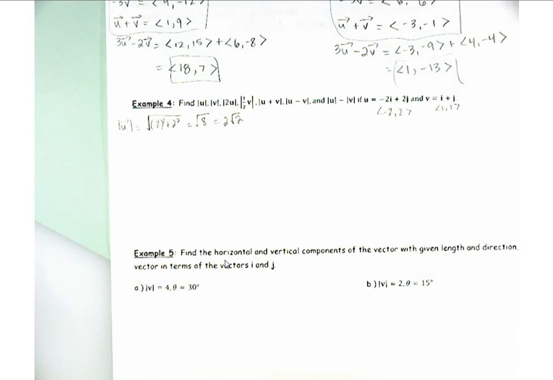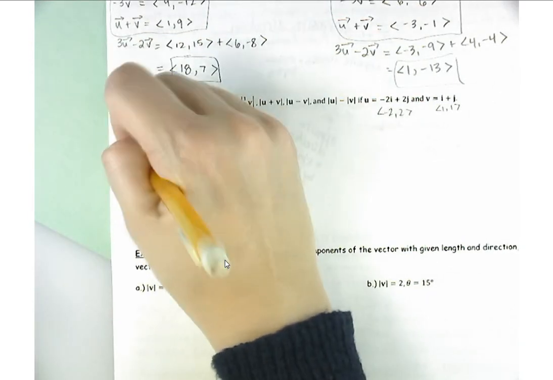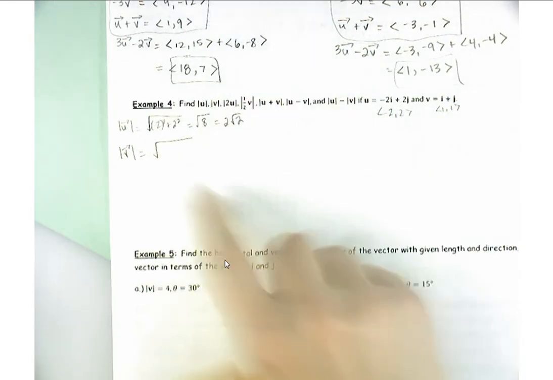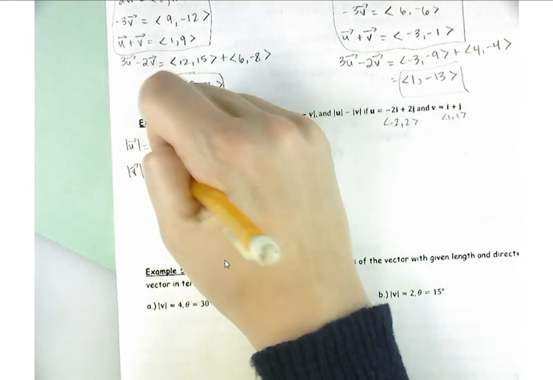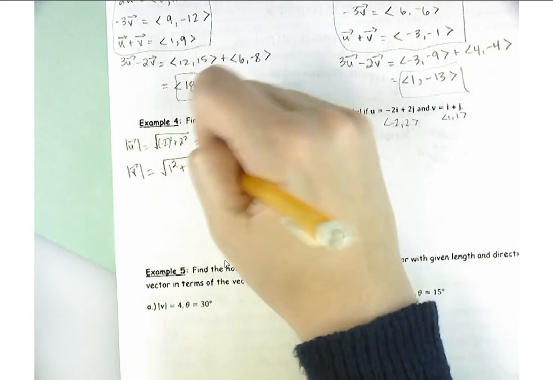Okay, and now we're going to do v. For v, my a and b are 1 and 1, so it's just 1 squared plus 1 squared, which ends up being the square root of 2.